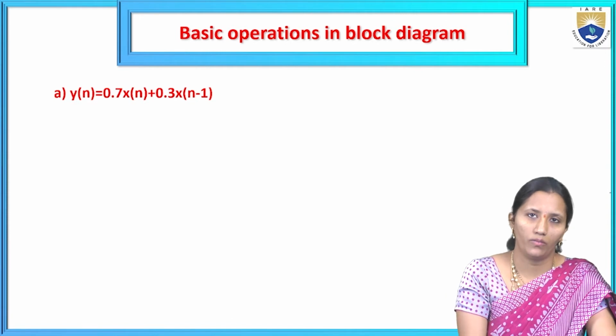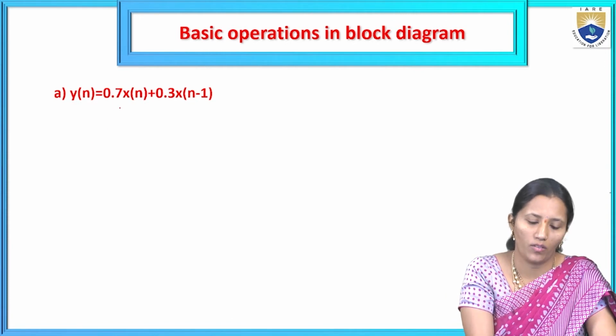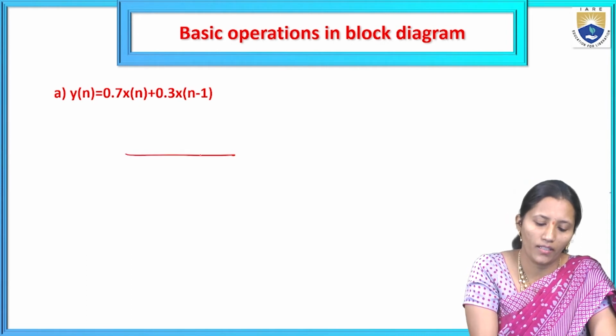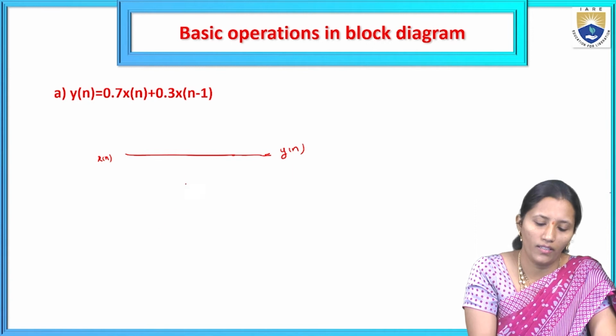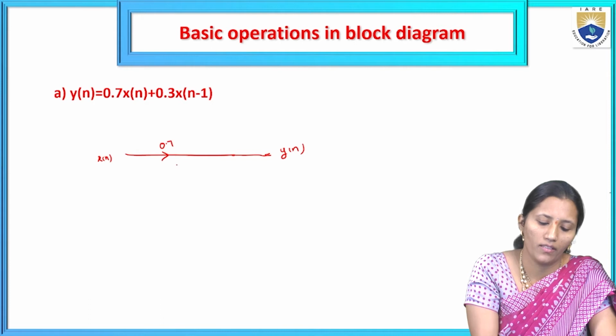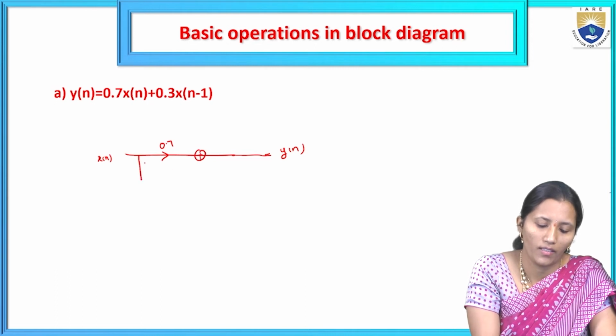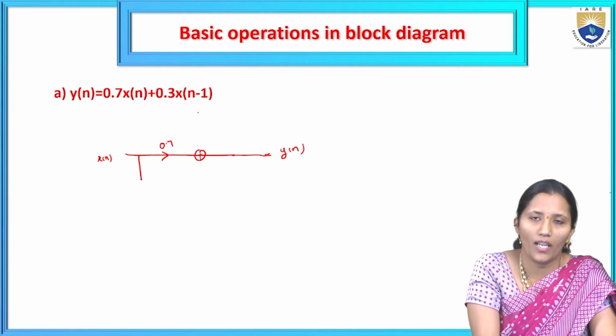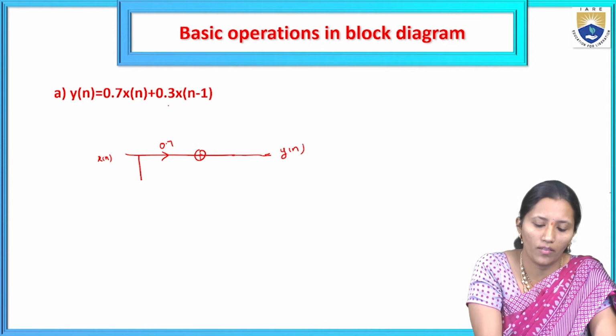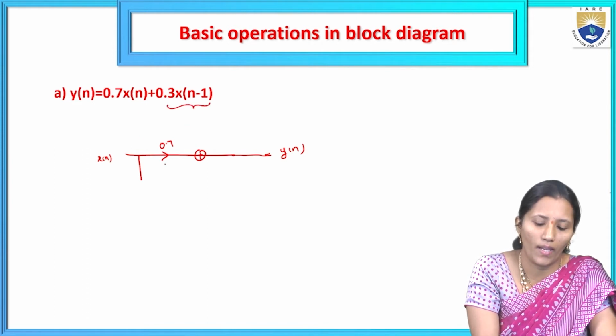Okay, if you want to represent y of n equals 0.7 x of n plus 0.3 x of n minus 1, here I am taking x of n and here y of n. The first scalar factor for x of n is 0.7, so we get 0.7 x of n. Plus, we have only the present and past input, so another term we get is 0.3 x of n minus 1.